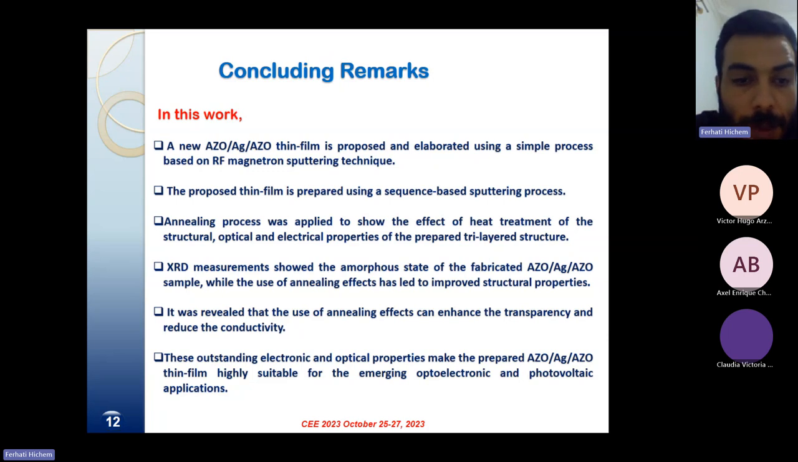prepared multilayer structure. XRD measurement showed the amorphous state of the fabricated multilayer, while the use of annealing effects has led to improved structural properties. It was shown that the use of annealing effects can enhance the multilayer transparency and reduce the conductivity. These outstanding electrical and optical properties make the prepared multilayer film suitable for emerging optoelectronic and photovoltaic applications.